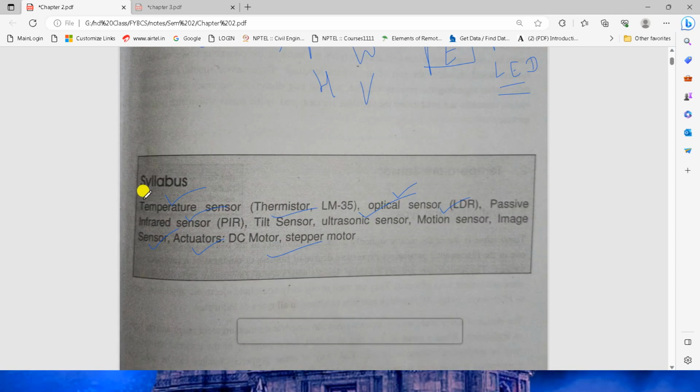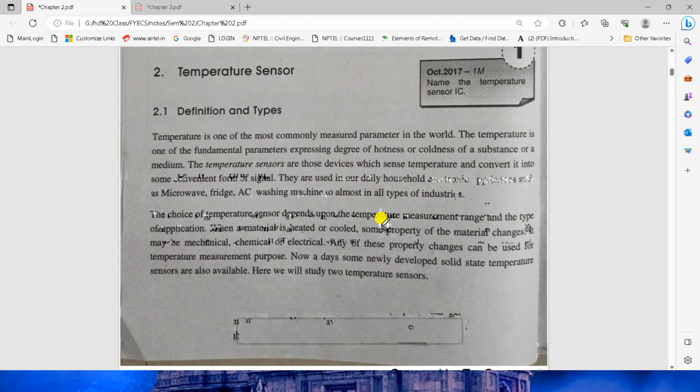Here, the temperature sensor. In the temperature sensor we use the thermistor, LM35, then AD590 is one of the examples of the temperature sensor. Other than this, the optical sensor is present. The example of the optical sensor is the LDR. LDR stands for light dependent resistor. Then PIR sensor, that is the passive infrared sensor, tilt sensor, ultrasonic sensor, motion sensor, image sensor, and in the actuator we want to learn the DC motor and stepper motor. So let us see the sensors one by one.